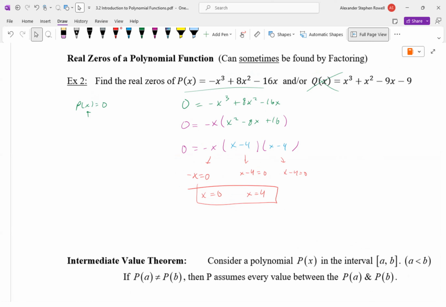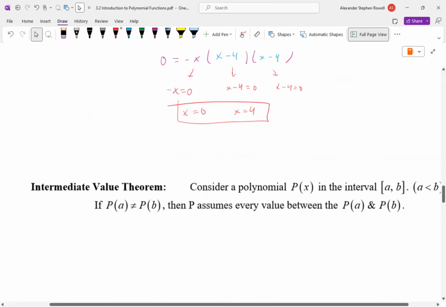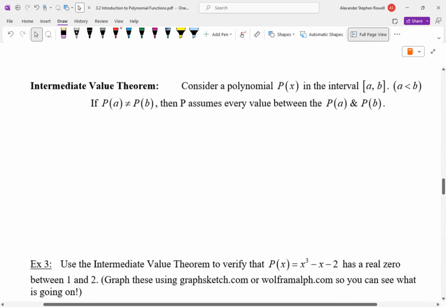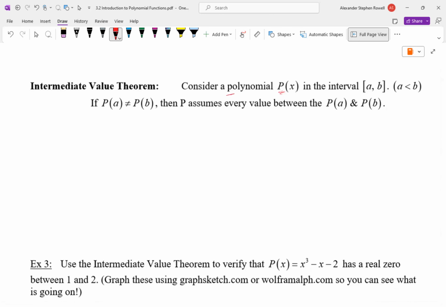What does intermediate mean in the dictionary? Somewhere in between, something like that. Okay, so I'm going to read the theorem and then we'll draw a picture representing what this means. Consider a polynomial. We'll name it p of x, p for polynomial, in an interval a, b. So these are our x values. Let me start graphing. Here's a, an x value. Here's b, a different x value on the x-axis.